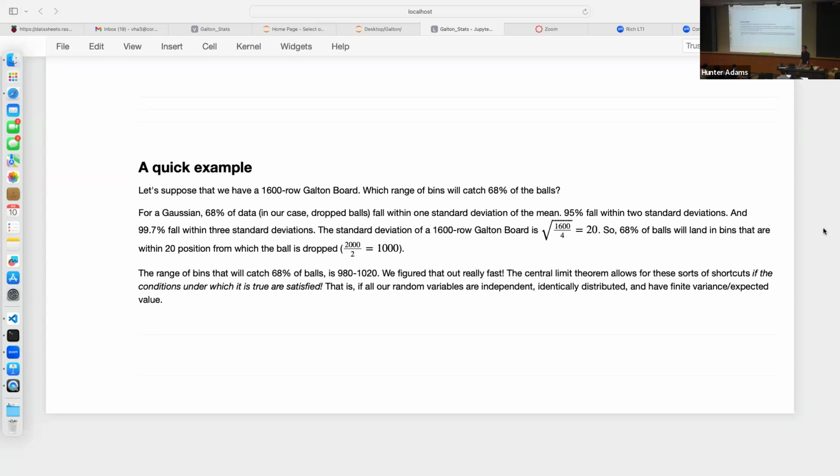Yes? Why is the center at 1,000 instead of 800? Because I messed up. That's a typo. You're absolutely right. The mean of this should be at 800, not at 1,000. Good eye.